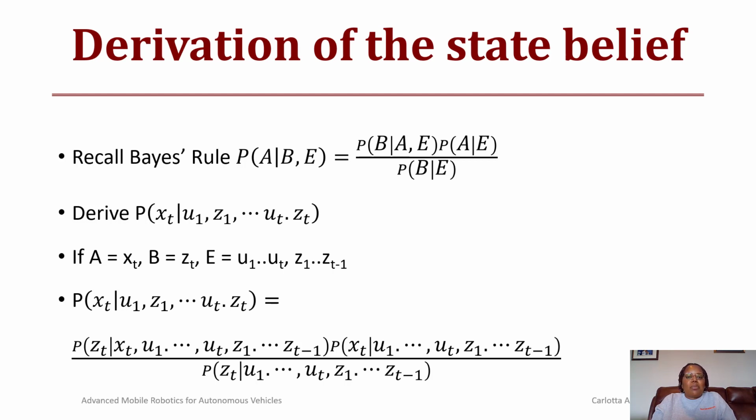And so now we can rewrite that Bayes rule in terms of that probability as the probability of xt given u1, z1 to ut, zt is the probability of the measurement at t given the state at t, u1 to ut, z1 to zt minus 1, times the probability of state t given the actions u1 to ut and the measurements z1 to zt minus 1, over the probability of measurement t given the actions u1 to ut and the measurements z1 to zt minus 1.